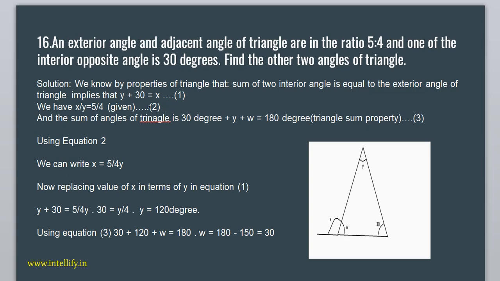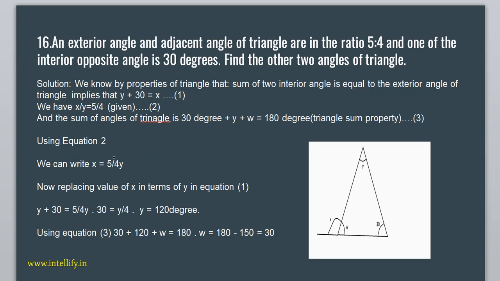Now by using the exterior angle property we have y plus 30 equals the exterior angle x. Now the ratio is given between the exterior angle and the adjacent interior angle. We have x by y equals 5/4. And using the triangle sum property, that is, the sum of angles of a triangle is always 180 degrees, we have 30 plus y plus w equals 180 degrees.